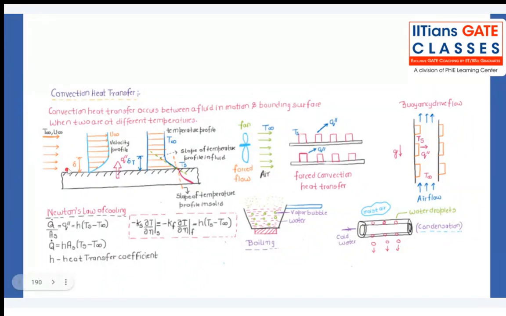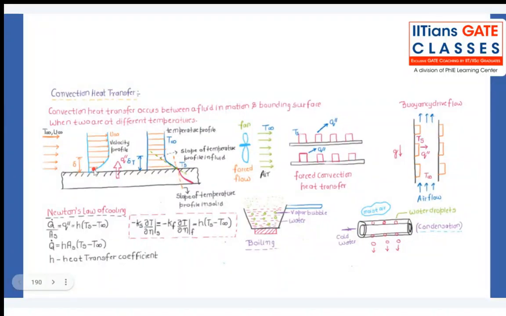Now if you look at the basic fluid mechanics principle, what happens if you have a free stream coming in on a solid surface? The stream which comes in contact with the plate surface acquires the same velocity as that of the plate. So if the plate is stationary, the immediate stream in contact will acquire the same velocity, which is zero.